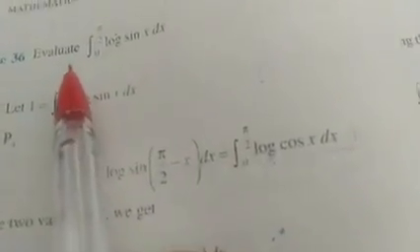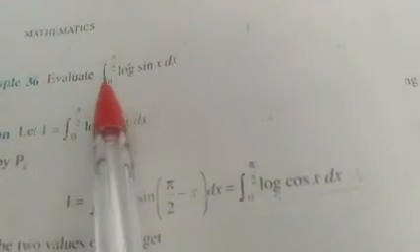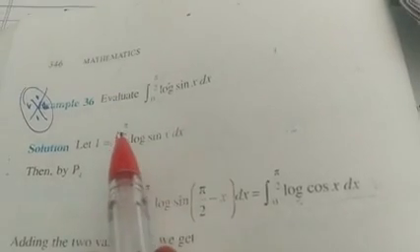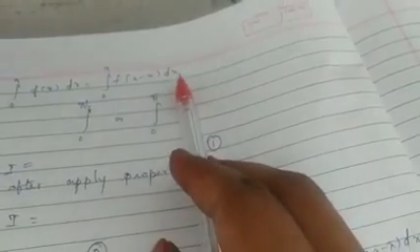And example 36. This is also an important question. Evaluate, and you need to listen carefully: evaluate integral 0 to pi by 2 log of sin x dx. Let I be equal to integral 0 to pi by 2 log of sin x dx. Since the limit is pi by 2, you can apply the property integral 0 to a f of x dx is equal to integral 0 to a f of a minus x dx. So we are applying that here.